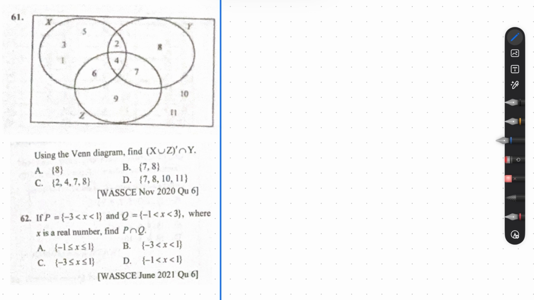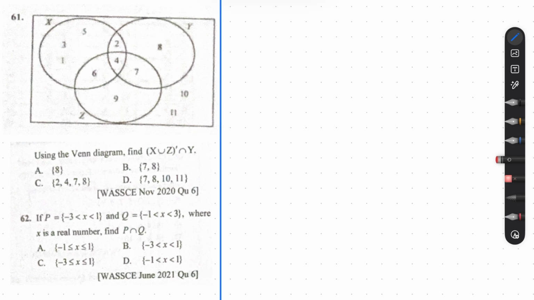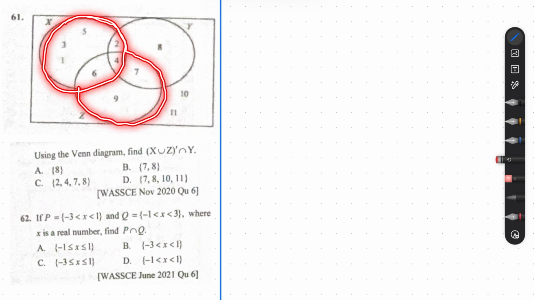Question number 61, we've been given a diagram, a Venn diagram, and then we need to use that Venn diagram to solve question number 61. Okay, it says using the Venn diagram, find x union z complement intersection y. Okay, so x union z means everything in x and z together. Okay, so everything here, 1, 2, 3, 4, 5, 6, 7, 9 is what we have here, x union z.